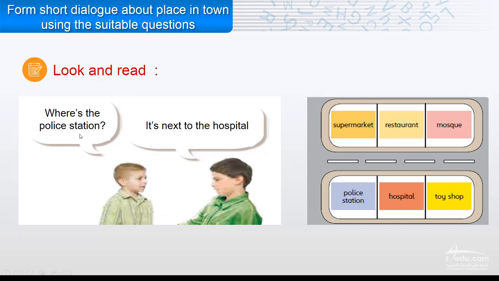Where's the police station? Here is the police station. The other boy answered, it's next to the hospital. The police station, it's next to the hospital. Okay.